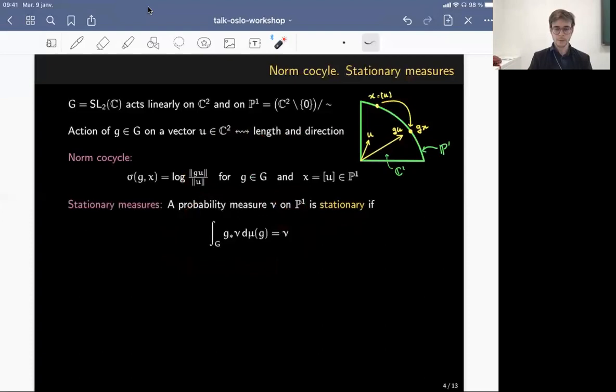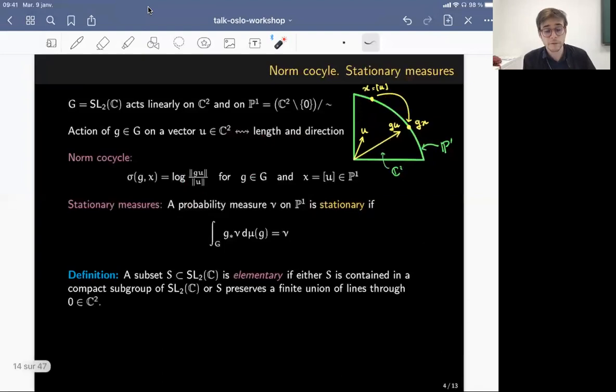Okay. So it's quite easy to see from compactness of P1 that we always have at least one stationary measure. So we can ask when there is a single one, a canonical one, that will help us study this random process. And the answer was given by Furstenberg, and it's a small definition before. So in order to state uniqueness, we'll give the following definition.